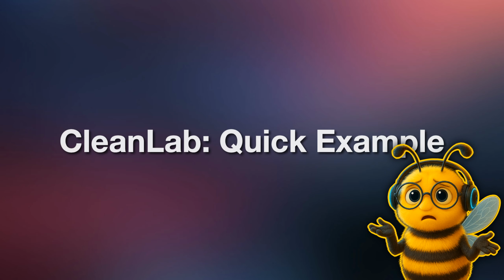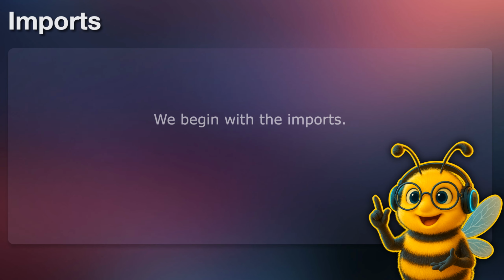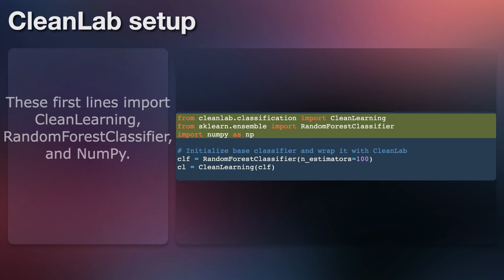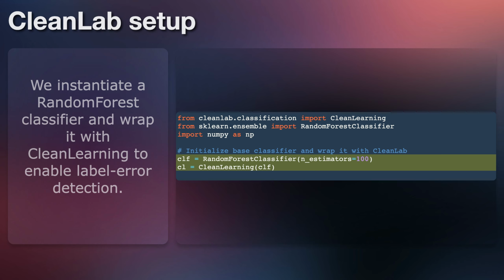Let's walk through a concise CleanLab example that detects and reports label issues in a noisy dataset. We begin with the imports. These first lines import CleanLearning, RandomForestClassifier, and NumPy. We instantiate a random forest classifier and wrap it with CleanLearning to enable label error detection.